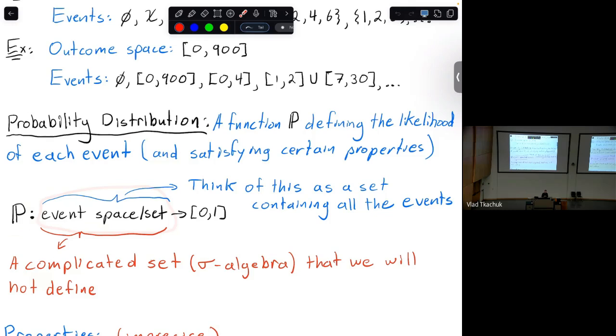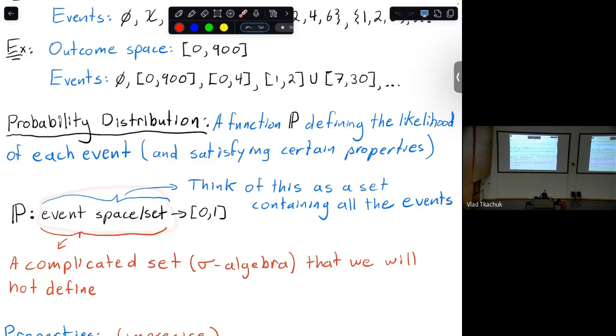In general, you might think it's totally fine to just take that set of events to be any possible subset of the outcome space. So take any set of outcomes, and that should be totally fine. And it turns out that's where all the problems come up. We're not going to talk about any of these problems, but this is why all this measure theory stuff becomes important and so on.